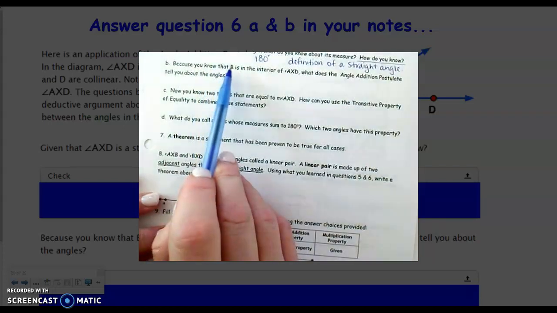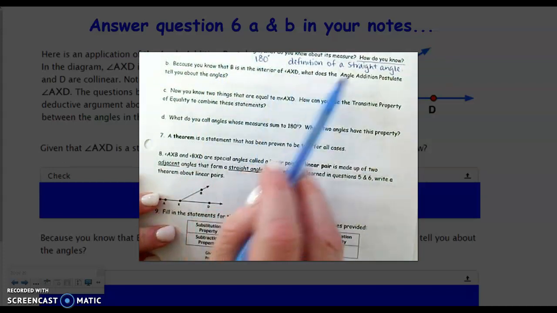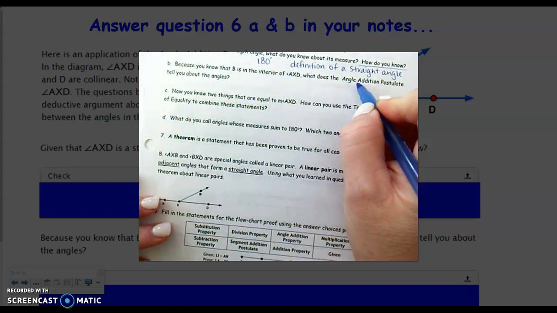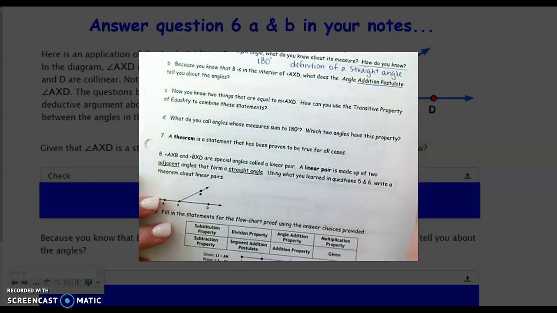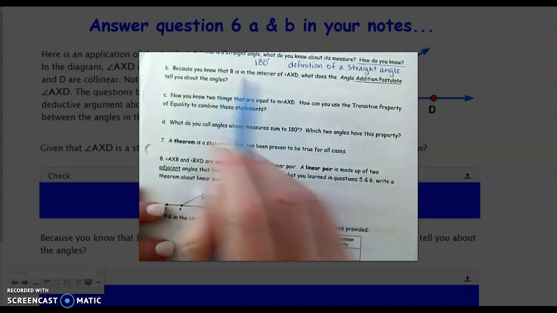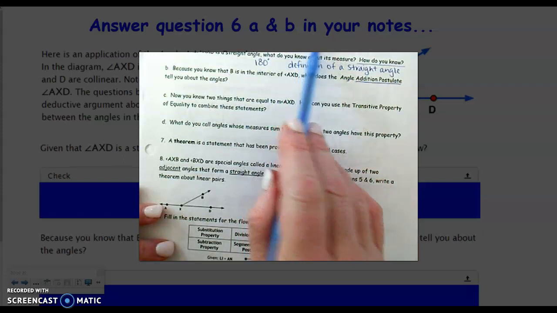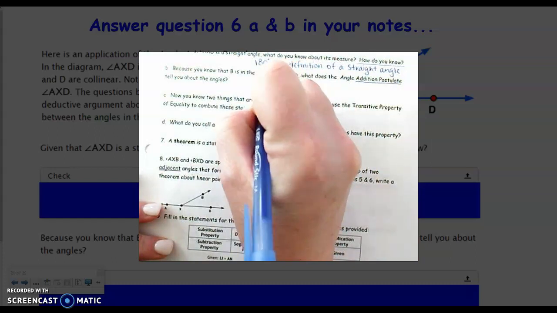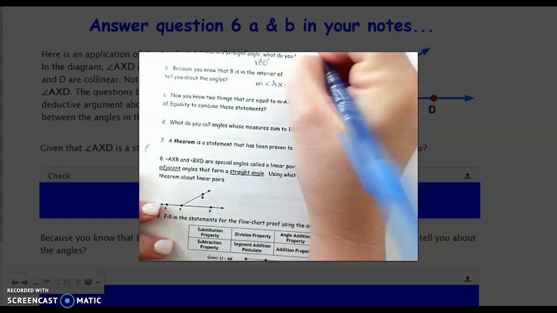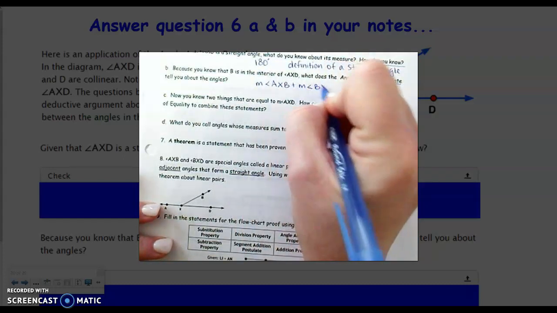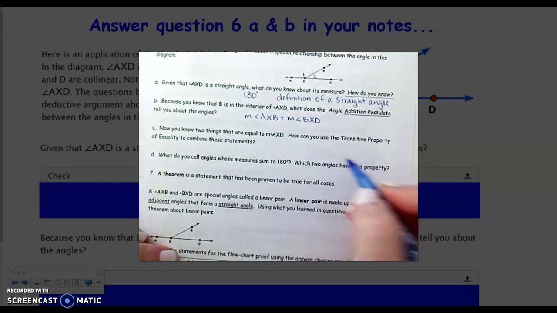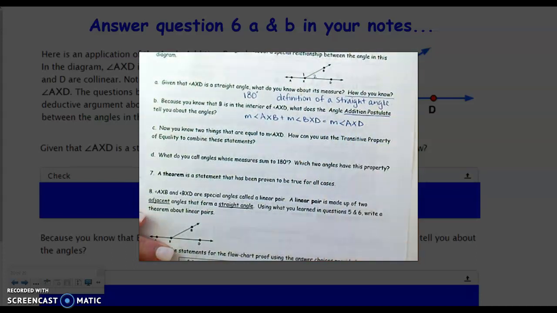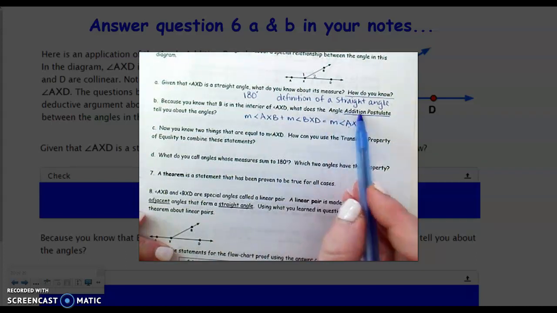Part B says, because we know that point B is in the interior of angle AXD, what does the angle addition postulate tell us about these angles? So we just learned the angle addition postulate, and remember, anytime you hear the words addition postulate, I want you to always think parts add up to be the whole. And so what do we know based on the angle addition postulate? We know these two parts add up to be the whole. And so we're going to write that down in a specific way. We're going to write the measure of angle AXB, which is the first part, plus the measure of angle BXD, which is our second part in the diagram, is equal to the measure of the whole, which is the measure of angle AXD. And again, why do we know that to be true? Because of the angle addition postulate.